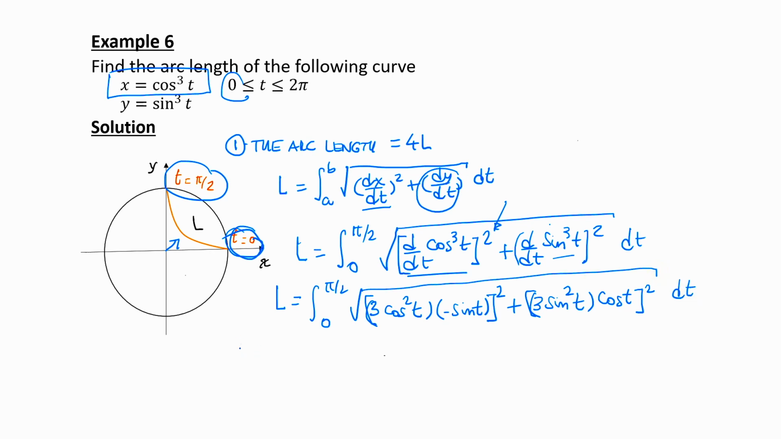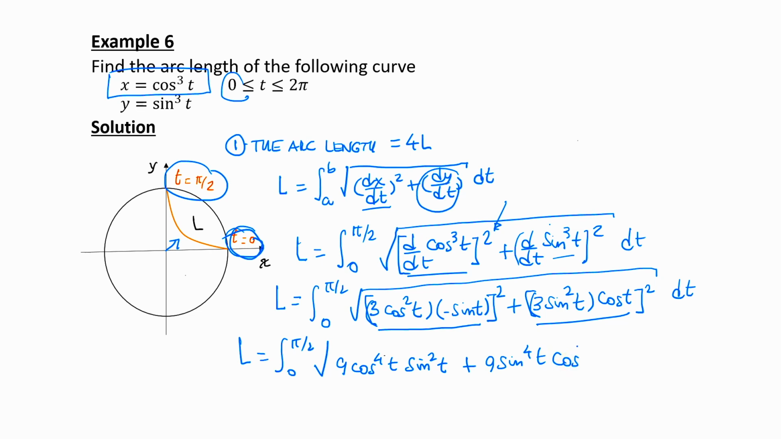Now we continue with the algebra. L will be the integral from 0 to pi over 2. And then the root of this expression squared will be equal to 9 cosine to the power 4 of t, and then negative sine of t when we square it, and that will be positive sine square of t. So the negative sign is cancelled when we square it. And then plus the second term now, this term squared, it will be 9 sine to the power 4 of t times cosine square of t. And then we take the root, and then we integrate with respect to t.